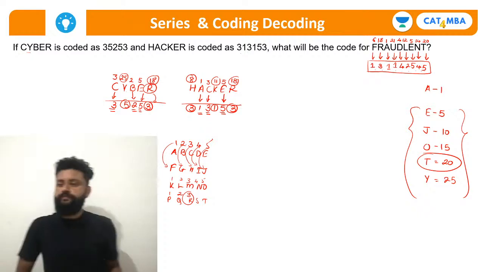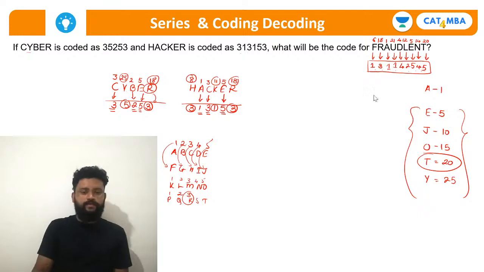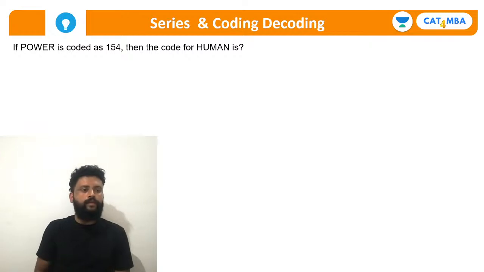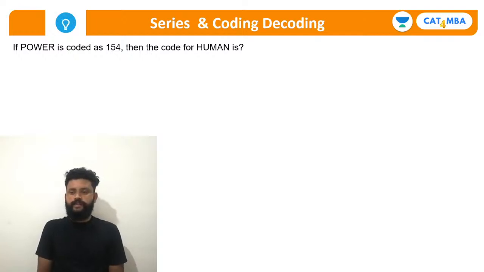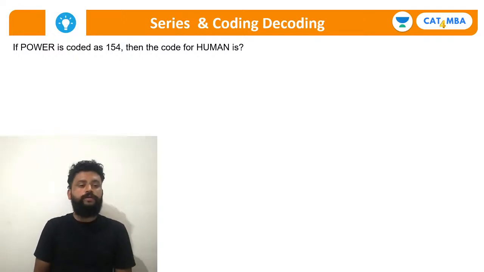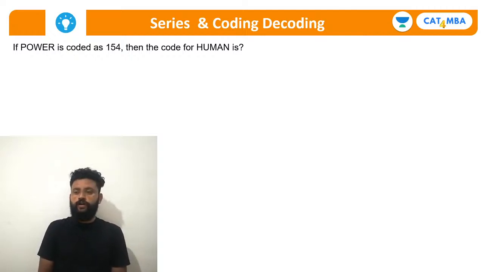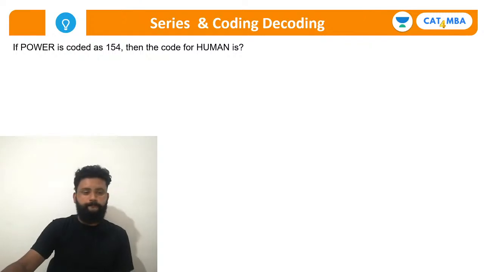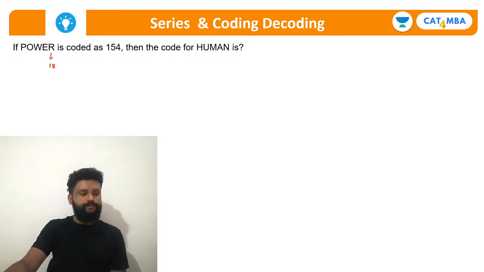Nicole, is it interesting? Okay, so let's move to the next question and solve it. Power is coded as 154. We need to find the code for human. Think about it. The screen will number the letters. R is the 18th. Quickly try to number the letters on your own.